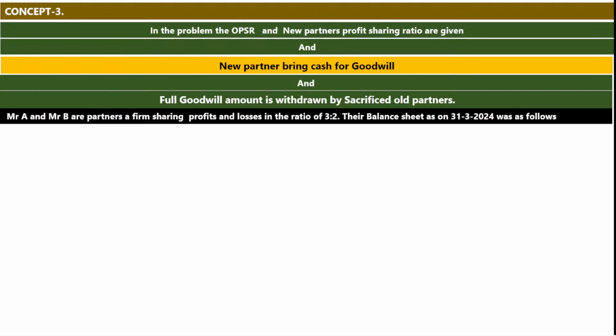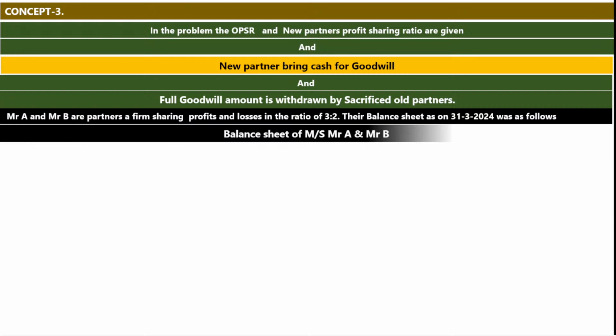Start the question. Mr. A and Mr. B are partners in a firm. In this partnership firm, there are two old partners, Mr. A and Mr. B, sharing profits and losses in the ratio of 3:2. What is the OPSR? 3:2. Their balance sheet as on 31st March 2024 was as follows. It is the old balance sheet date.